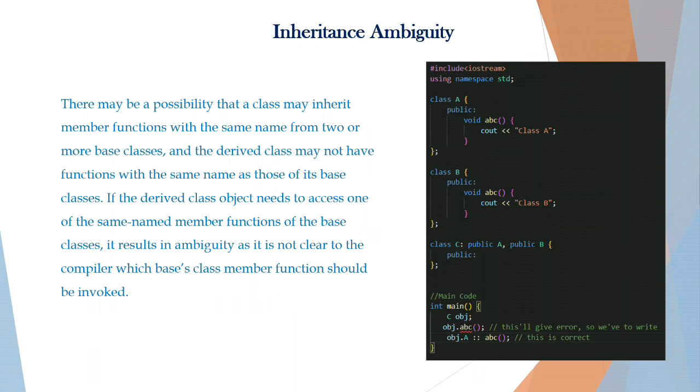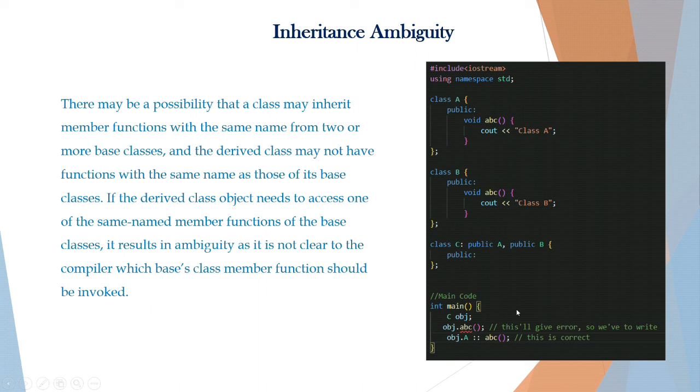Now we will read about inheritance ambiguity. There may be a possibility that a class may inherit member functions with the same name from two or more base classes. Here we are creating a child class C, and this is an example of multiple inheritance, as it has two parents A and B, and you can see that both parents have a function with the same name ABC. If we simply write object.abc, the compiler will be confused about which ABC is being called here. So we have to specify that we are calling ABC of this A class. Then no error will come.